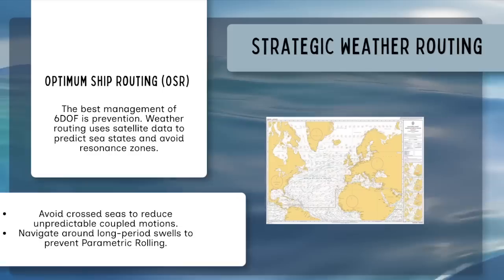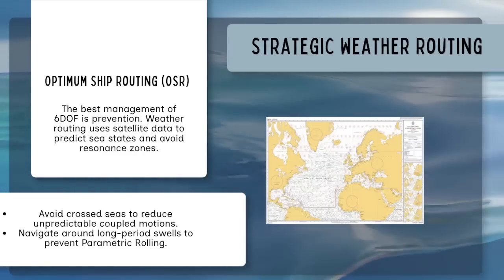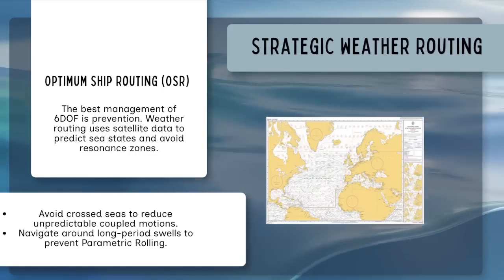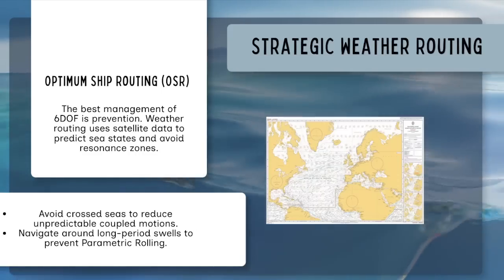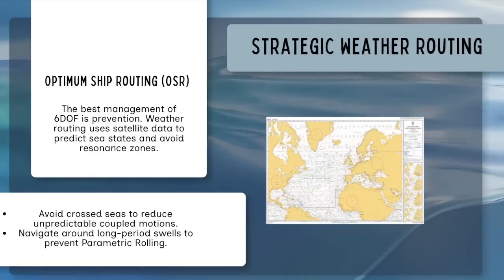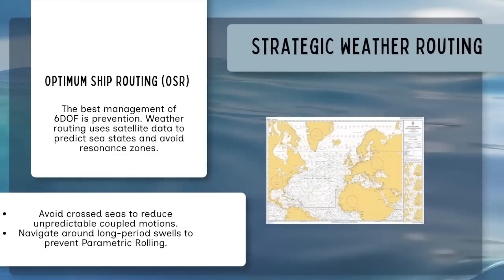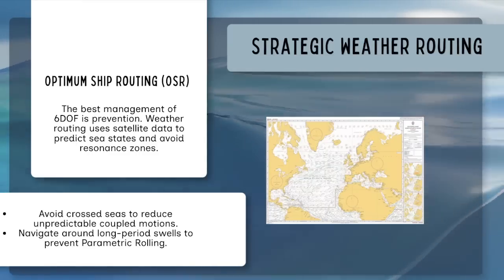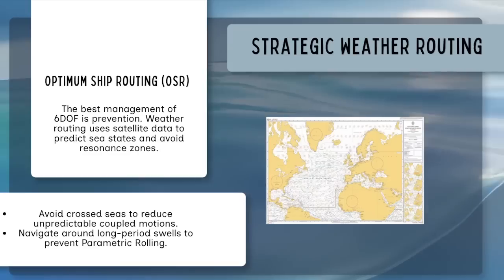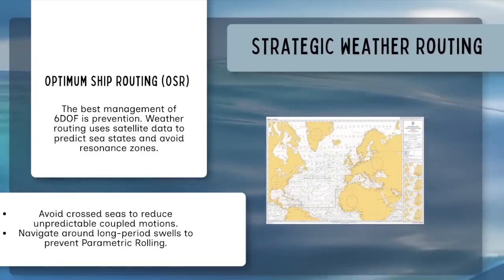So we have here the strategic weather routing, or optimum ship routing, OSR. The best management of the 6DOF is prevention. Weather routing uses satellite data to predict sea states and avoid the resonance zones. By this, you avoid cross seas to reduce unpredictable coupled motions and navigate around long period swells to prevent parametric rolling.